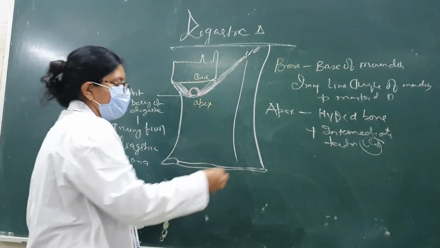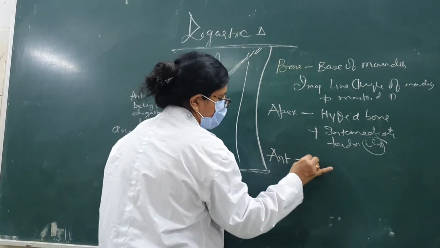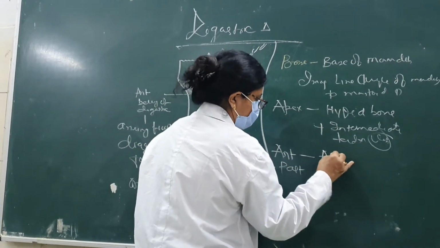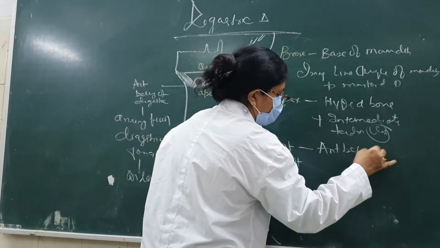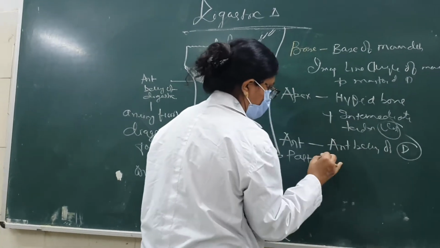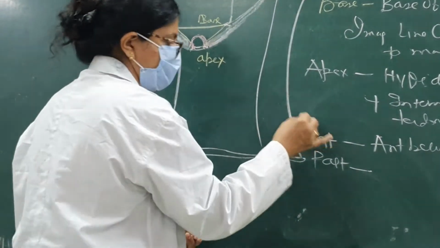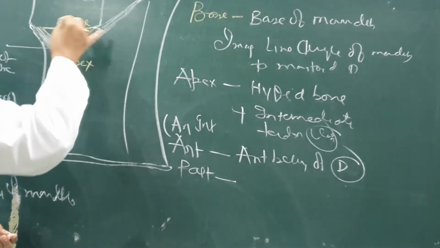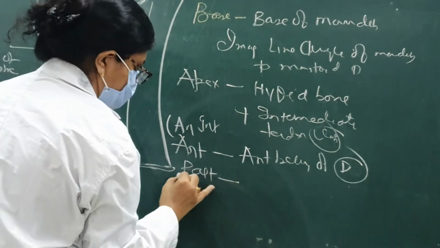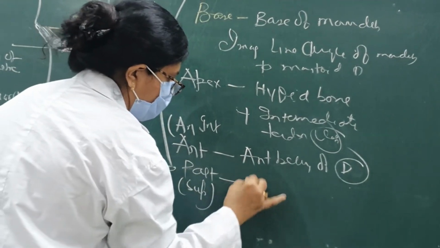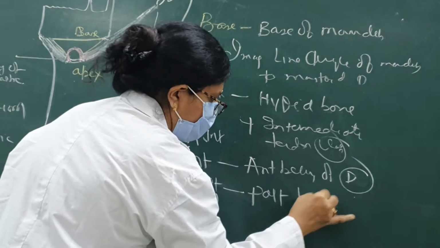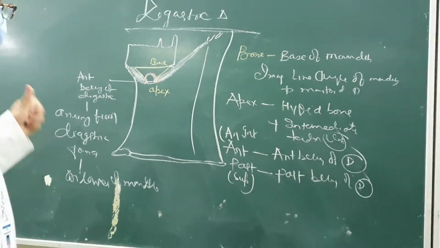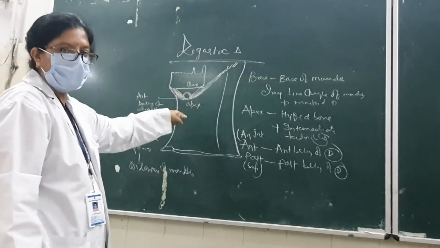Now on both sides, anteriorly and posteriorly: anteriorly we have the anterior belly of digastric, I'm writing it short, and posteriorly and superiorly we have the posterior belly of digastric. So this is the triangle, the digastric triangle.